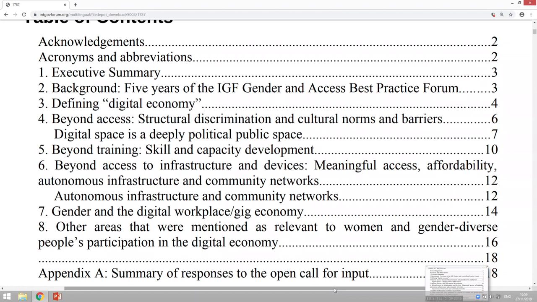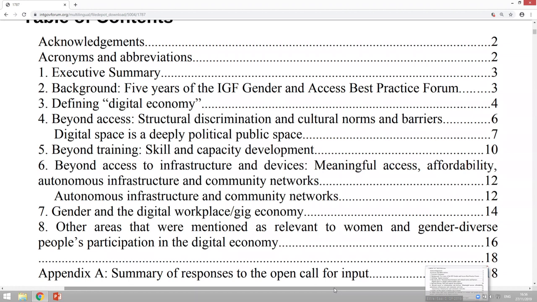I think what this Best Practice Forum is trying to come up with is policy recommendations, but policy recommendations that are embedded in a broader analysis of what discrimination and exclusion actually are, or how they're constituted and how they operate. So from the outset, the Best Practice Forum coordinators didn't want to approach it in a simplistic way, which sometimes does happen in the ICT field, which is: if you train women, they'll be empowered. If you give them handsets, they'll participate in the digital economy. So the report actually starts off by doing this more analytical and political analysis that looks at patriarchal structures and discrimination and power more broadly.